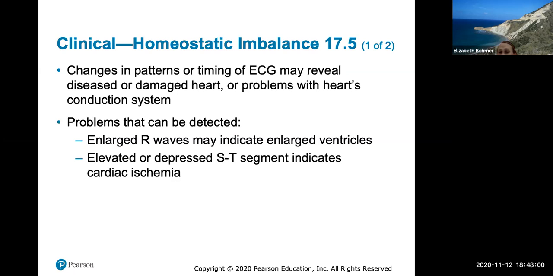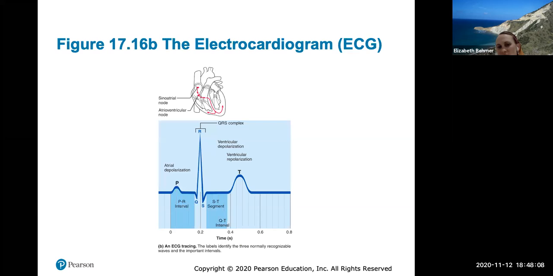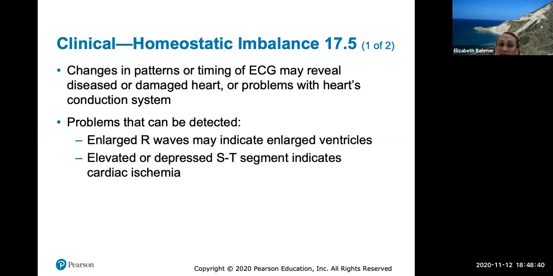Changes in patterns or timing of the ECG may reveal a diseased or damaged heart or problems with the heart's conduction system. So I'm just going to go back. Along the x-axis, all these main events are measured in time, and each box will have its own segment of time. So there's a normal amount of time for a PR interval, and anything longer than that, they will measure that amount of time and be very specific. If it's even a millisecond off or too long, they would probably realize there's something wrong in that area of the heart. So problems can be detected.